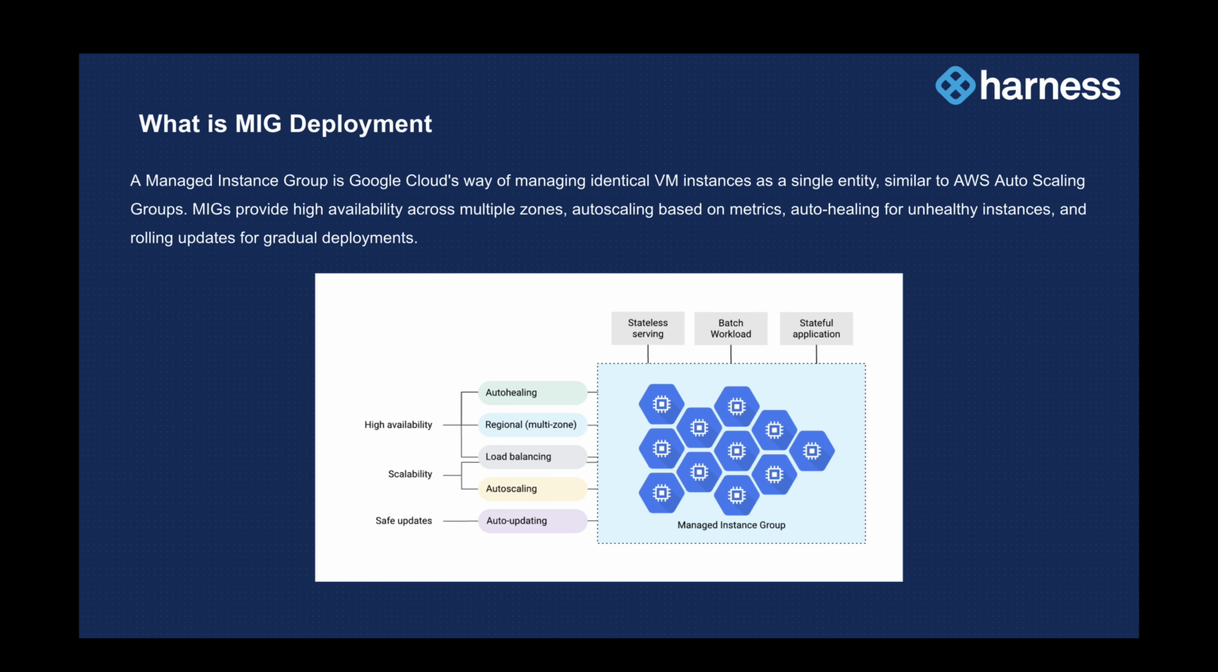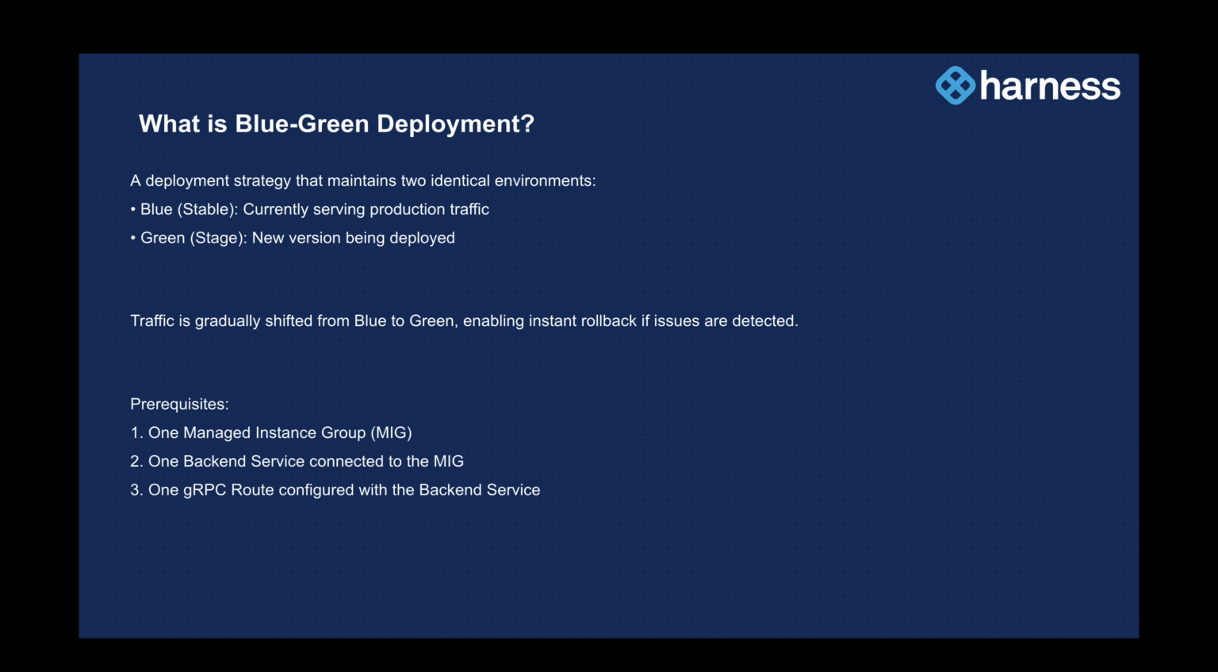Now let's look at how Blue-Green deployment enhances this. Blue-Green deployment is a release strategy that eliminates downtime by maintaining two identical production environments. We call them blue and green, or in Harness terminology, stable and stage. The blue environment, labeled as stable, serves your current production traffic. The green environment, labeled as stage, is where the new version gets deployed. During deployment, traffic is gradually shifted from blue to green. This lets you validate the new version with real traffic before fully committing. If any issues are detected, you can instantly roll back by shifting traffic back to the stable environment.